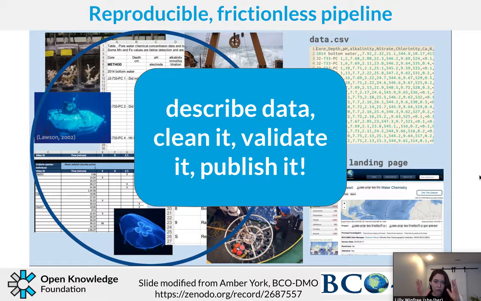So, overall, in this pilot, we were able to implement frictionless code into the BCODEMO system to create a pipeline where researchers submitted their data, and then that data was described, so added metadata or schema. It was cleaned or transformed. It was validated and then published. And now other people can access this data and understand all of these transformation steps that happened in a reproducible way.